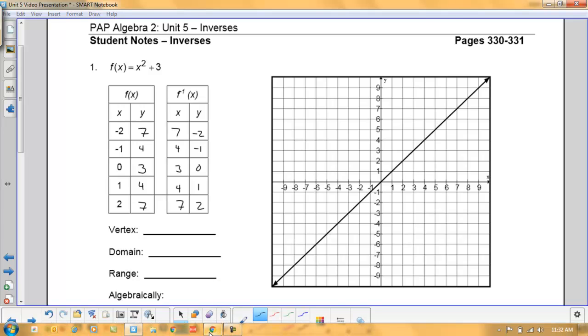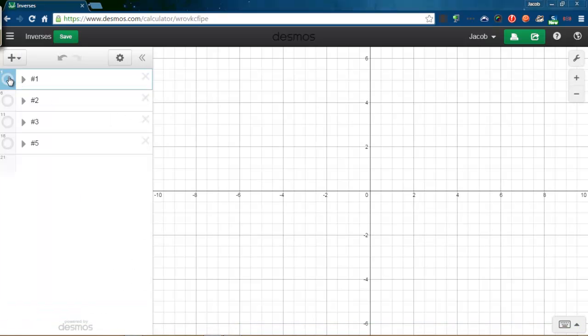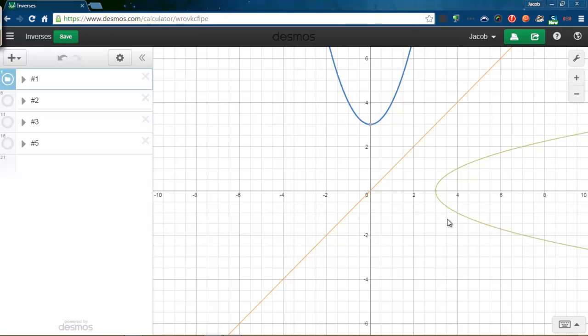All right, we'll begin by looking at the graph of the function and its inverse. Notice that the original function is a parabola. Therefore, the inverse of that function must also be a parabola. That's going to play a very important role later on, and I'll explain that in a little more detail once we get into the problems.